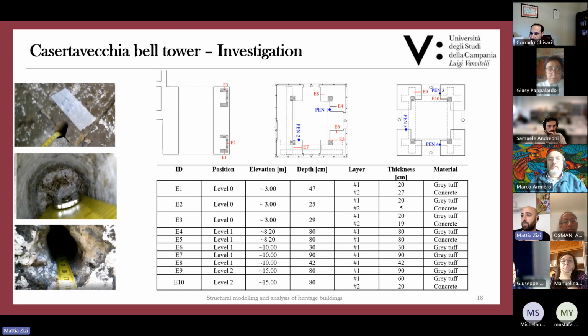And so here you can see some non-invasive investigation we performed inside the walls of the tower in order to check the presence of this reinforced concrete frame inside the tower that, of course, changes the behavior of the tower under different kinds of loads, and of course also in terms of possible degradation phenomena due to the climate change.